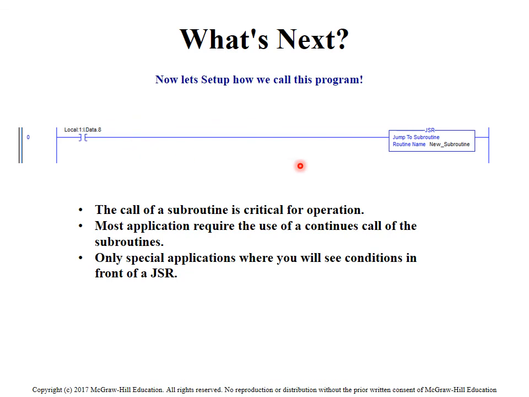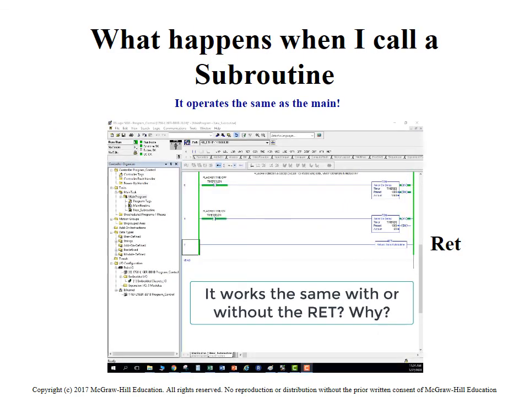You want to make sure you're calling your subroutine every scan of the program, just so you don't have anything going on with that last state. We're going to be talking about that in a minute here. That last state can be a problem when it maintains that last state. Only in special occasions will you see conditions in front of the JSR.